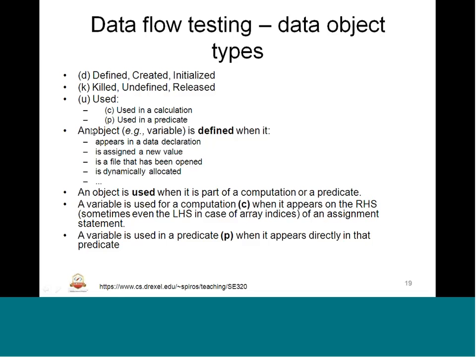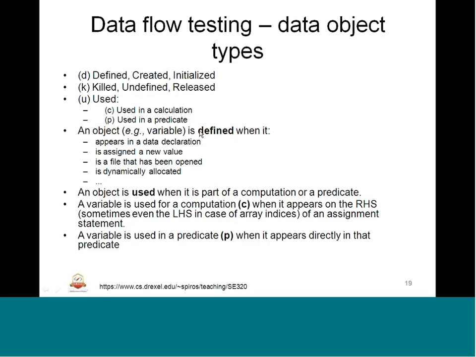An object, that is a variable, is defined when it appears in a data declaration or is assigned a new value, like a file that has been opened or is dynamically allocated, etc. All those are called objects. There is definitely a requirement for this, and against the objective of that particular variable or object, as per the definition, we need to test it. An object is called used when it is part of a computation or a predicate. So you can see C or P type: C is for computation, P is for predicate.